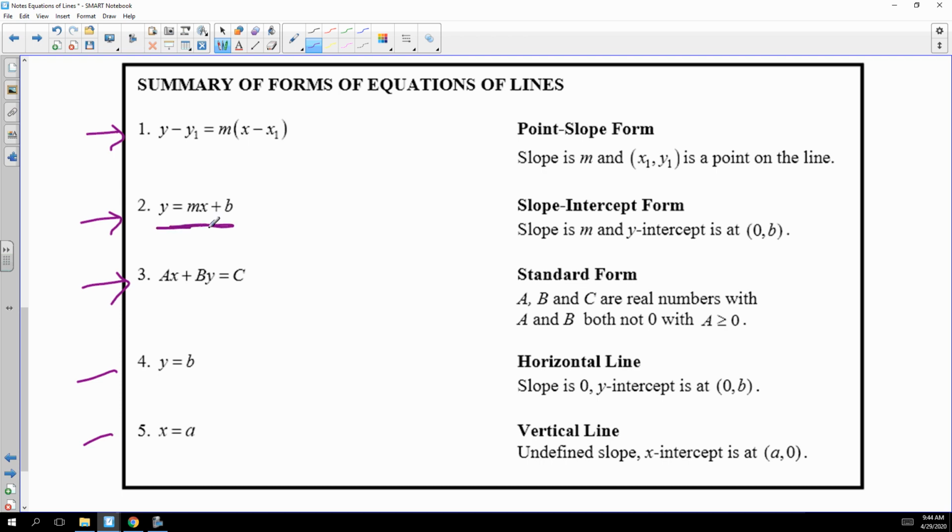You are most familiar with slope-intercept form, but you do need to get familiar with standard form and how to utilize that, and how to utilize point-slope form to get anything else that you want. And that's it.